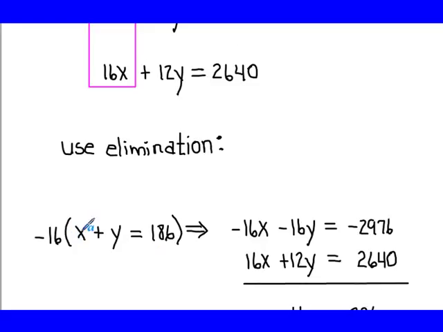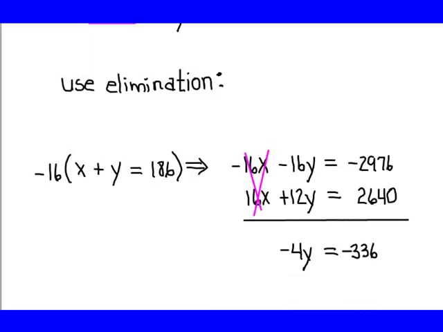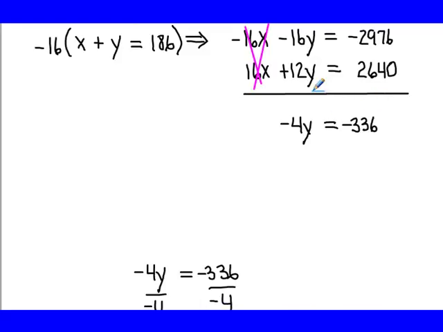Correct. The reason why I needed to multiply that first equation by negative 16 is that in order for these X terms to cancel, they must be opposite in sign, or additive inverses of one another. So we now know that when we combine these equations, the 16s cancel, and now combining these, we get 12y minus 16y.